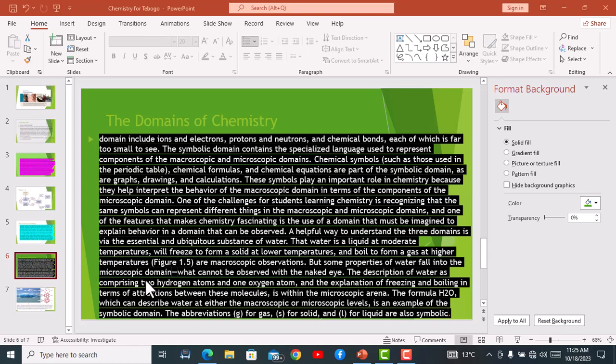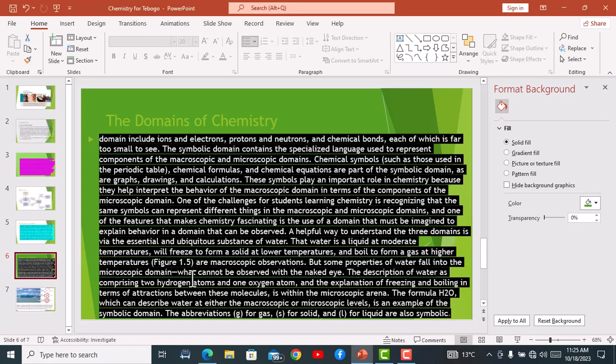So the properties of water, it's not something that can be interpreted in the macroscopic view, it's something that can be interpreted in the microscopic view of analysis, right? That which we cannot see with the naked eye. The description of water as comprising 2 hydrogen atoms and 1 oxygen atom, and the explanation of freezing and boiling in terms of the attractions between these molecules is within the microscopic arena. And this is a point worthy of noting.